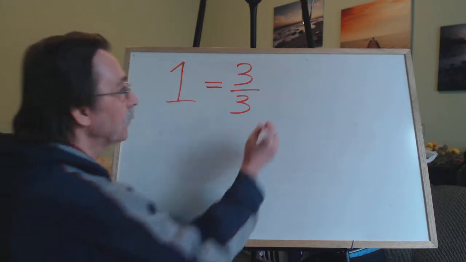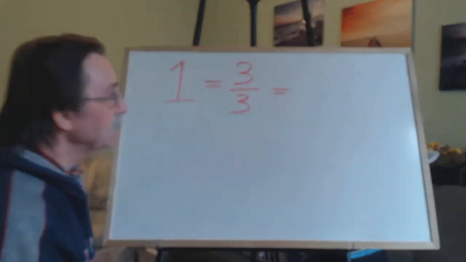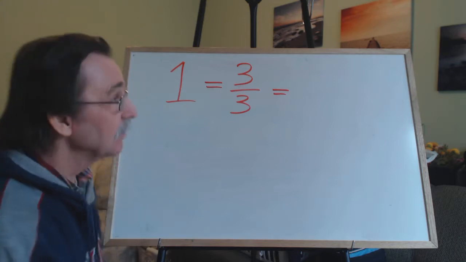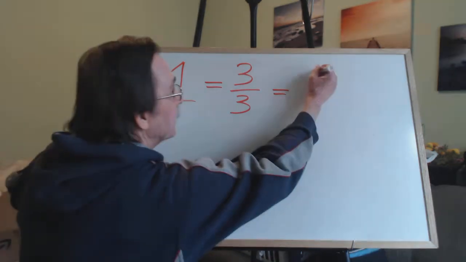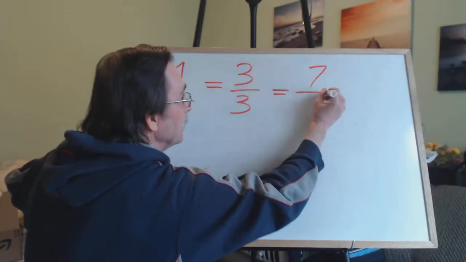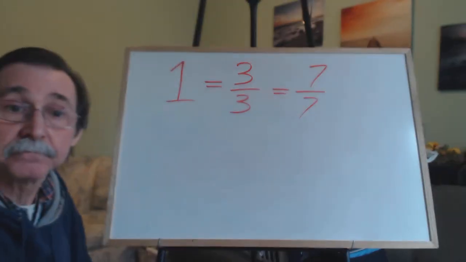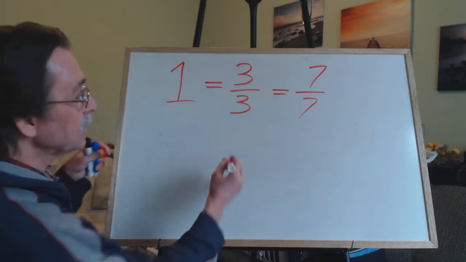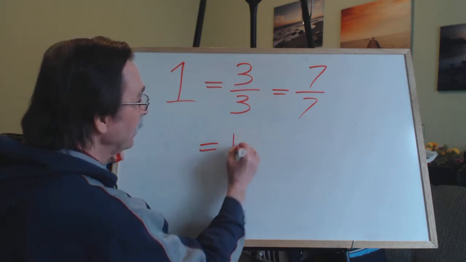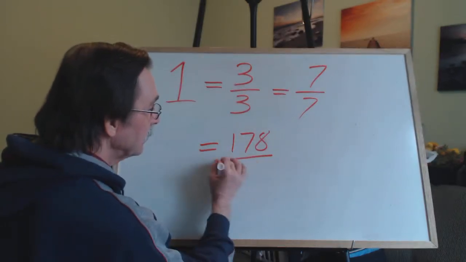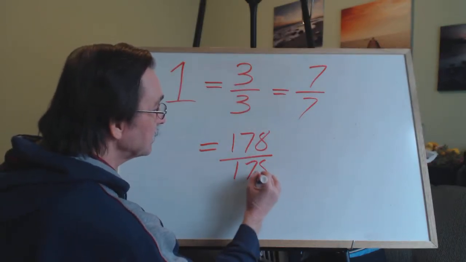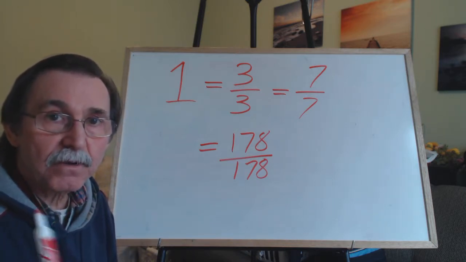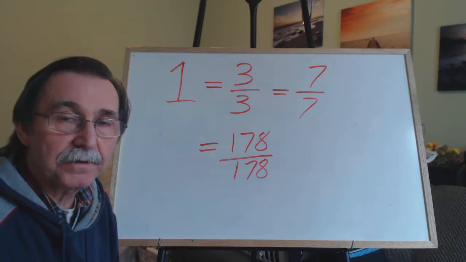Okay, that's good. What about what if I'm not dealing with any thirds? What if I have sevenths in my question? Well, then 1 can be called 7/7. I could even go so far as to say 178/178. So anything over itself is equal to 1.